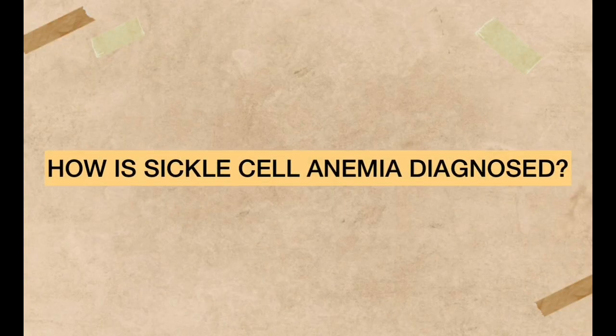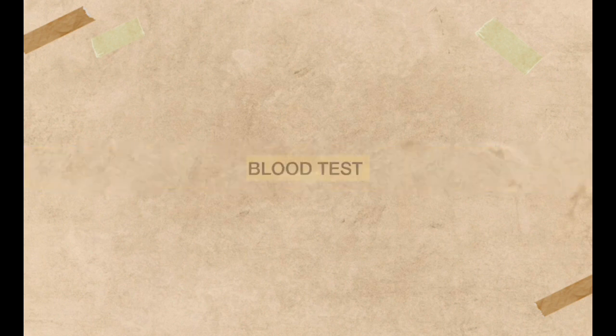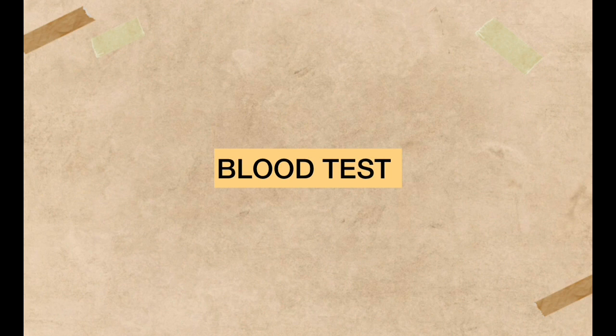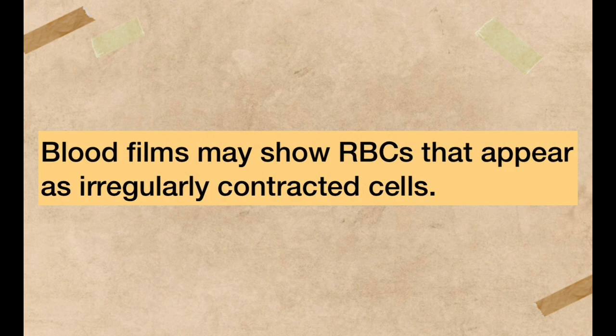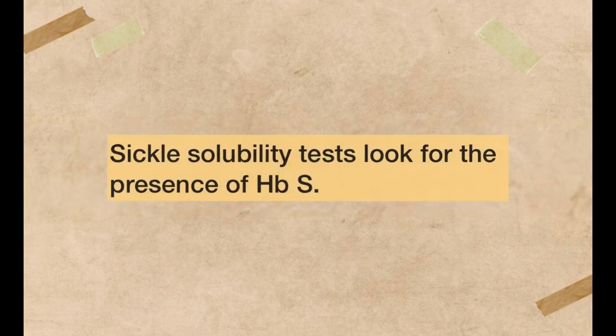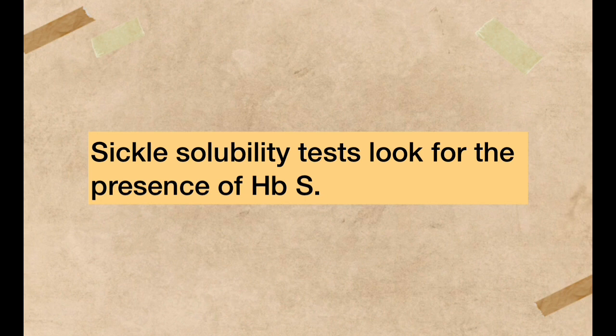Sickle cell anemia can be diagnosed by one of the following methods. Several blood tests can be used to look for sickle cell disease. Blood counts can reveal an abnormal hemoglobin level in the range of 6 to 8 grams per deciliter. Blood films may show red blood cells that appear as irregularly contracted cells. Sickle cell solubility tests look for the presence of hemoglobin S.